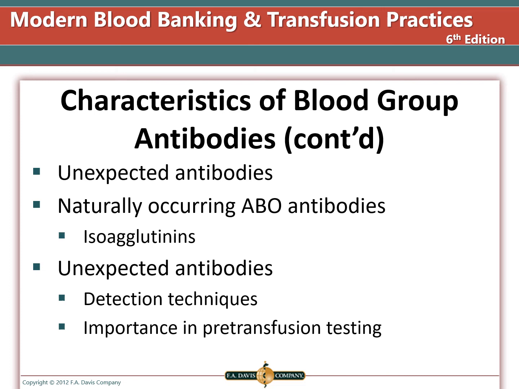Unexpected antibodies are detected through the indirect antiglobulin test or an antibody screen. They are unexpected because they should not normally be there. We have naturally occurring ABO group antibodies, and we must have methods in place to detect the antibodies to prevent transfusion reactions.